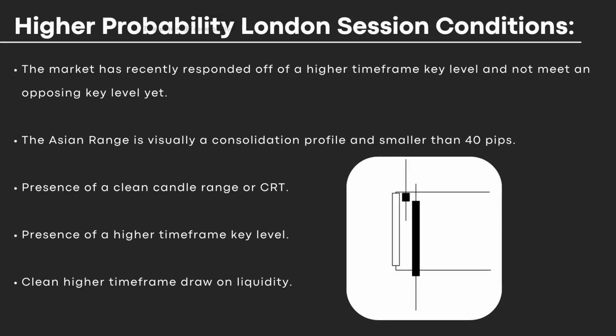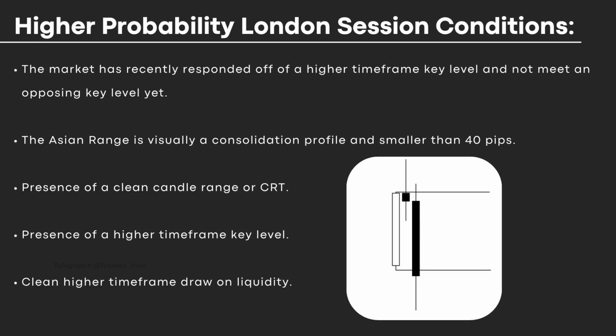So now that we've gone through the lower probability conditions, let's finally talk about the high probability conditions that we should definitely trade in. These are the conditions and situations you want to prioritize in your trading plan.